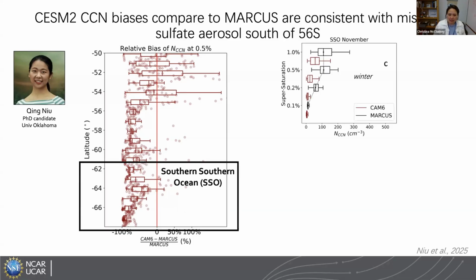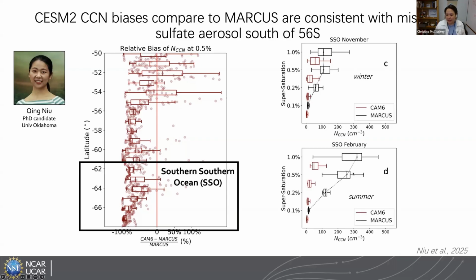She was able to look at this in a little more detail, particularly over the so-called Southern Ocean, south of 62. This is where we're getting closer to the marginal ice zone, where there's a lot of biological activity that drives DMS production, and then would, of course, be a source of sulfate aerosol. By looking at just the November time period, so wintertime over this particular latitude band, what's shown here are the CCN number concentrations at different supersaturations. By looking at CCN number concentrations at different supersaturations, we can get a hint at what types of particles are driving the CCN population. In this case, the observed are higher than the model in the wintertime.